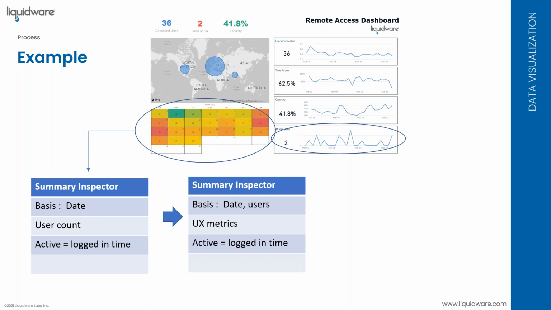Like, do you have CPU queue? How much is your login time? Now, with that first inspector based on date, that's not enough to get me what I need, because it's not telling me what user is having those issues. So that summary inspector changed from being based on just the date to date and user. Now I'm pulling for each day of the week, each user, and I'm putting all those UX metrics in there: CPU queue, login time, etc.